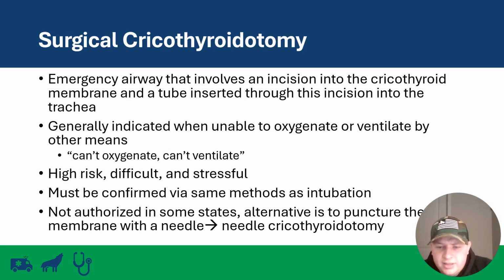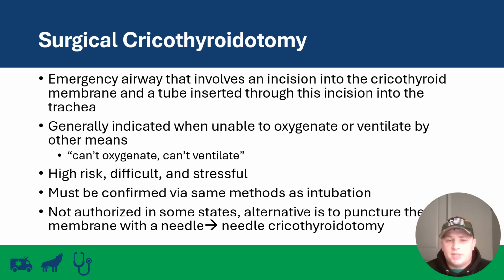So secondly, we have a surgical cric, which is another advanced airway or definitive airway. So this is an emergent airway. It involves an incision into the cricothyroid membrane and then inserting a tube through that incision that goes into the trachea. So generally this is indicated in a can't oxygenate, can't ventilate situation. Through all the other means, you're unable to get this person oxygenated, unable to ventilate them with BVM. It's very high risk, it's a difficult procedure, and it's very stressful. Okay, you must use the same confirmation methods as you would with a regular intubation attempt. You have to prove that that tube is in the trachea.